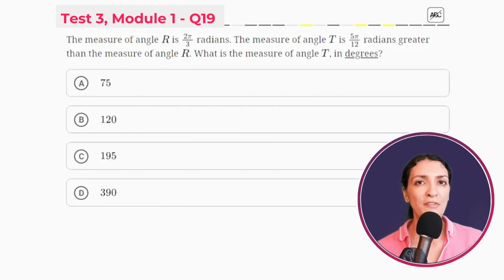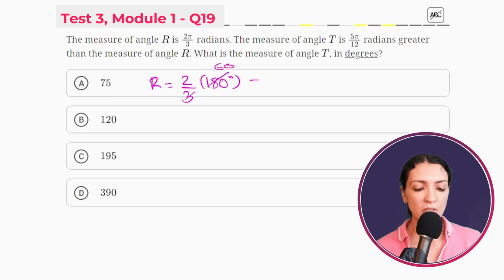This question involves converting radians to degrees. We could use proportion, but a quicker way is to replace pi by 180 degrees whenever you want to do this kind of conversion. So angle R is 2/3 of pi, which is 180 degrees. Now 180 divided by 3 is 60, so angle R is 120 degrees.